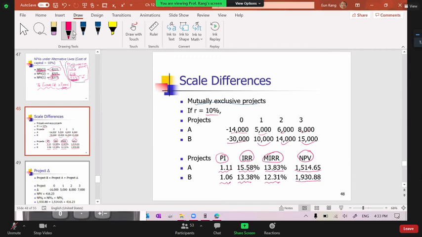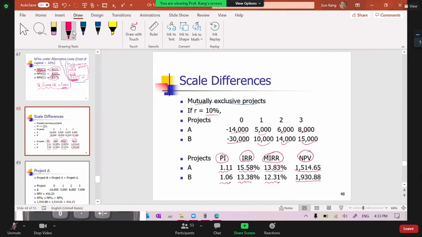So what do you think? Which one would you choose, A or B? A wrong answer is better than no answer, so just be bold. A. A, why? The PI is higher. Not only PI, but also IRR and MIRR are higher, right?